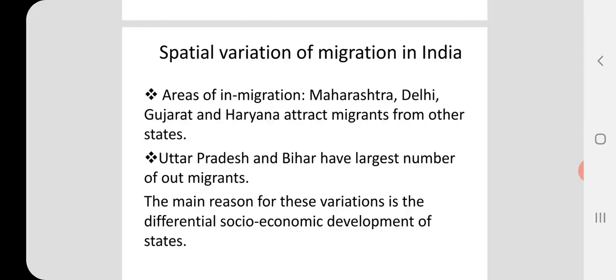And on the other hand, Uttar Pradesh and Bihar have the largest number of out-migrants. Why? Because these states are not so developed economically. So a large number of people leave these states and go to other states in search of jobs, in search of employment, or for other reasons. So the main reason for these variations is the differential socio-economic development of states.